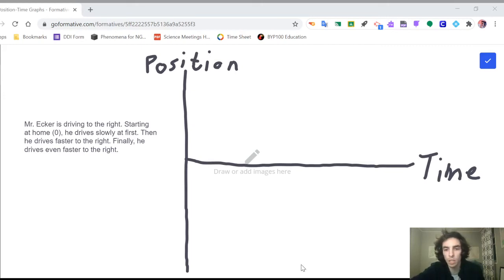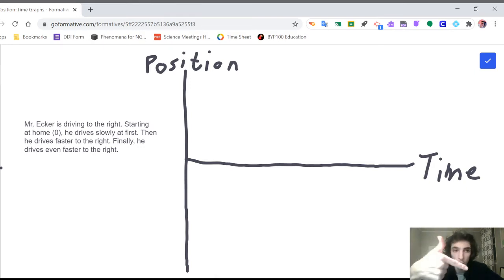Okay, so this video is focused on changes in velocity, also known as acceleration, on position time graphs. As a review, or maybe a reminder, acceleration is the rate of change of velocity, and velocity is basically how an object is moving, including both speed, how fast we're moving, and direction.